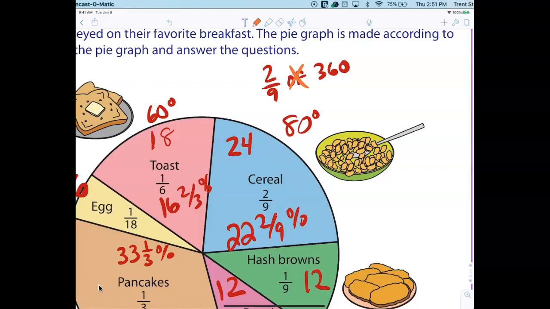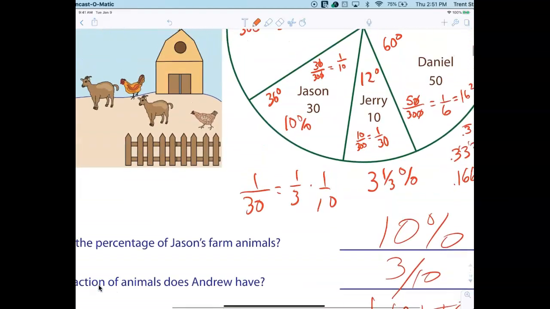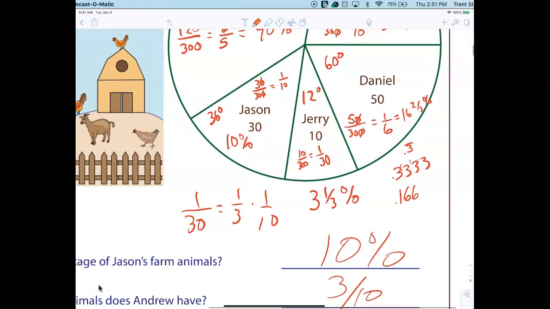How do you do it when it's not a fraction? Like the one up here? Well, that's why we did all the fractions for you.